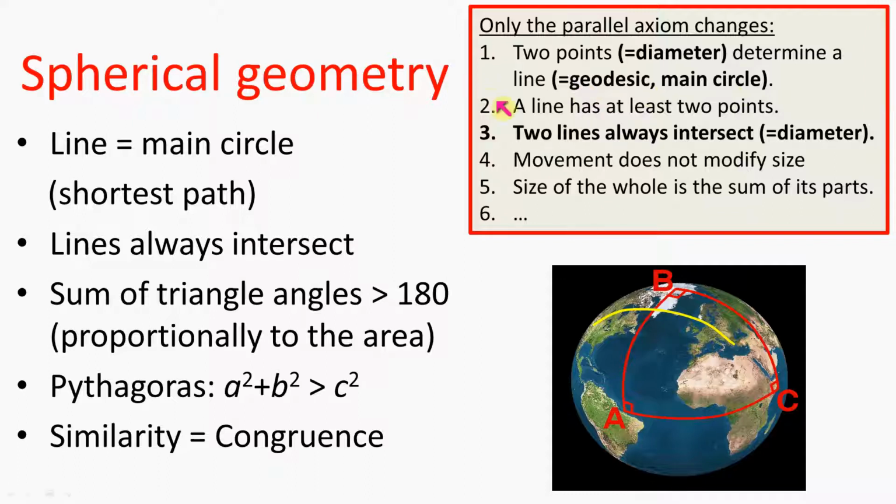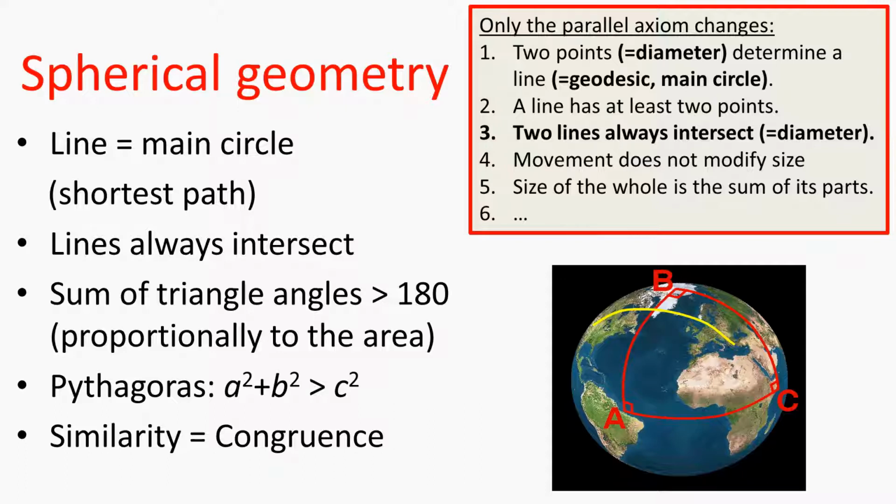What about the second axiom? A line has at least 2 points. Yes, it's pretty obvious, it's still true. What about the third axiom, the parallel axiom? On the sphere, it is impossible to set 2 main circles in a way that they don't intersect each other. We may say that they always intersect each other in 2 points, but these 2 points are identical because they are antipodal points on the sphere.